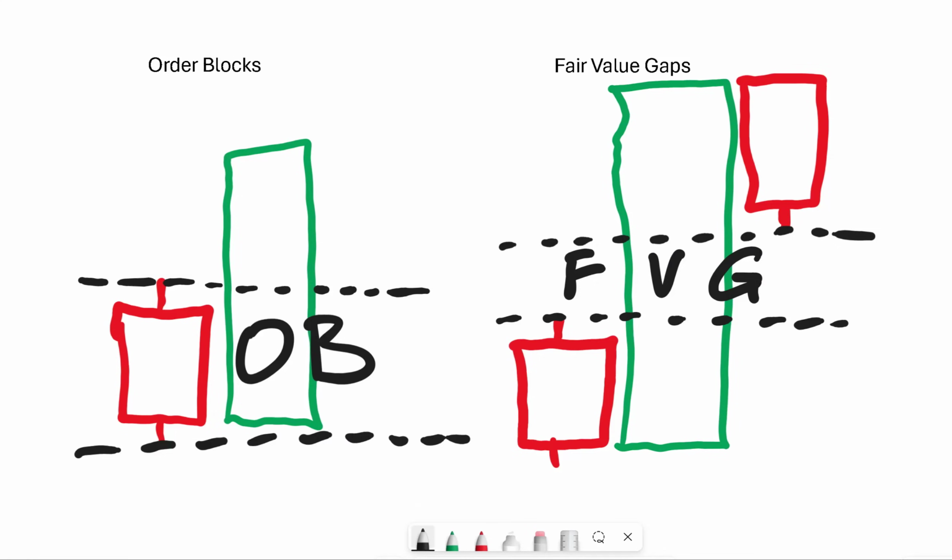So simply put, an order block is going to look something like this. All right. Now, let me let you know, this would be a bullish order block here. We have bullish order blocks and we have bearish order blocks. All you do is flip them. Same with fair value gaps. We have bullish fair value gaps, we have bearish fair value gaps.